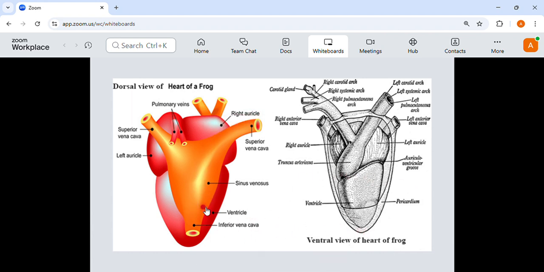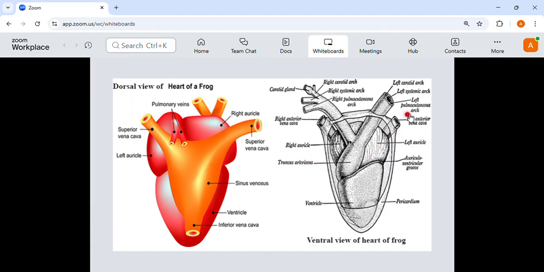Coming to the other part, we know oxygenated blood comes from, basically, the pulmonary vein, which brings the oxygenated blood from the lungs. So where is the pulmonary vein? Is it mentioned? Okay, fine, leave it.